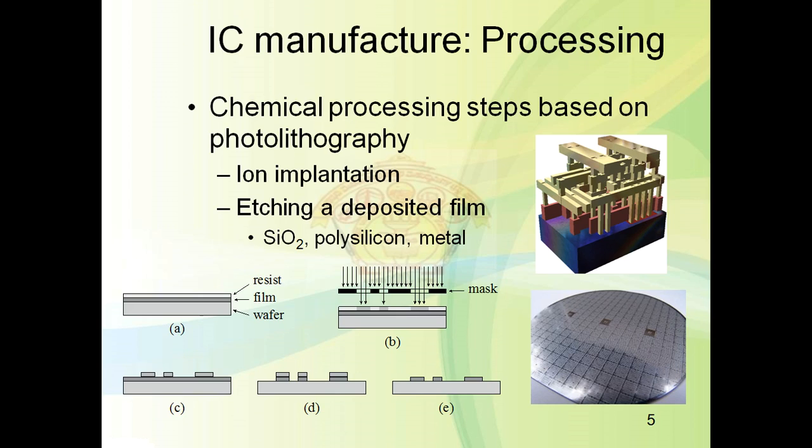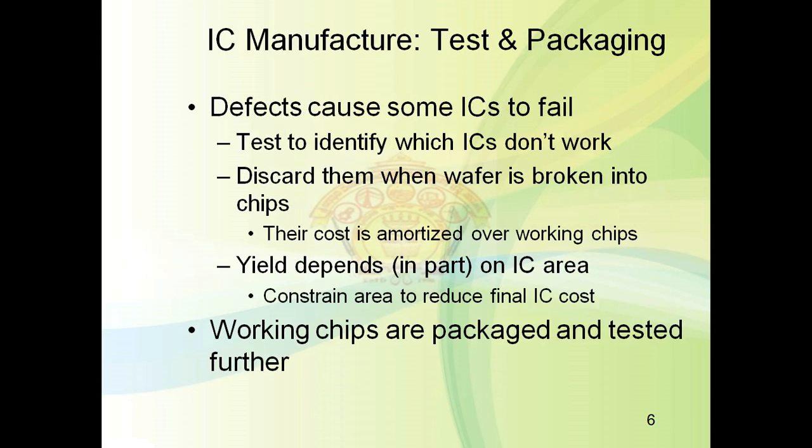Now once the circuit on the wafer has been manufactured, each IC must be tested. So we have to test each IC, to see whether the ICs are going to work correctly or not. If one is not going to work, how do we verify that? By using various tests we can check it. Defects cause some ICs to fail, so we test to identify the non-working ICs, and if those ICs are not working, we discard them.